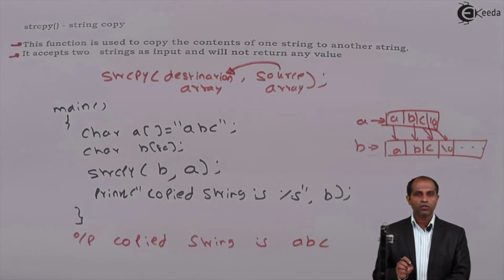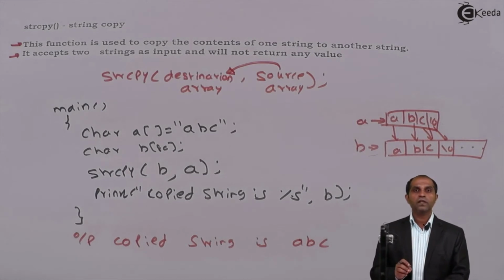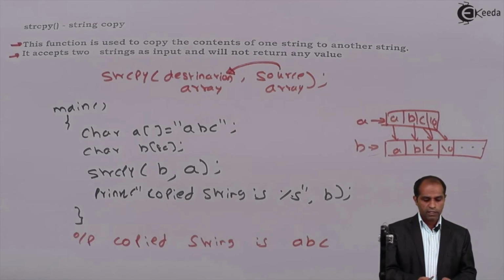Clear with that? So the first function was strlen. The second function was strcpy. Right? Now let's deal with the third function, that is strcat.